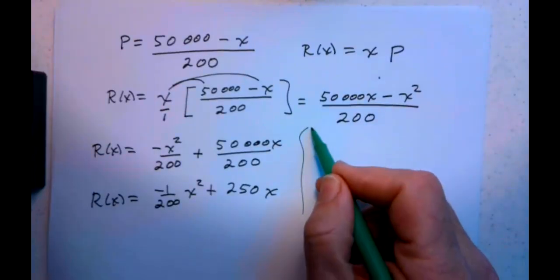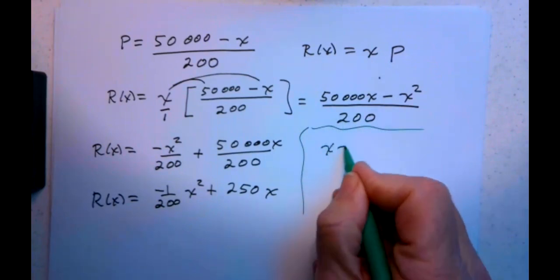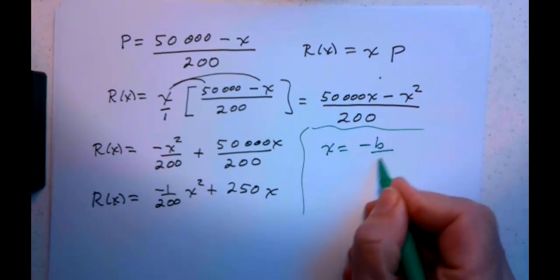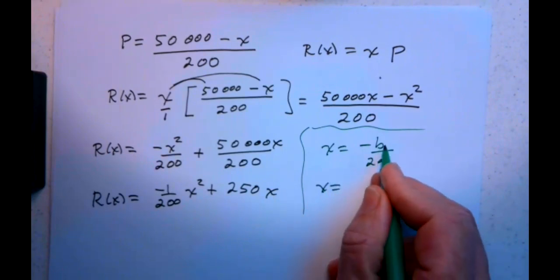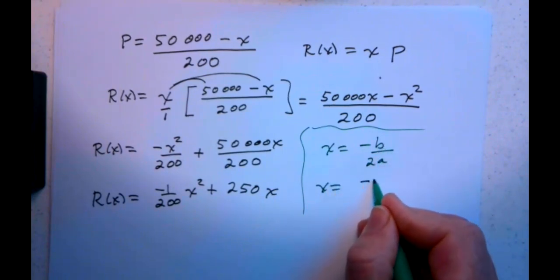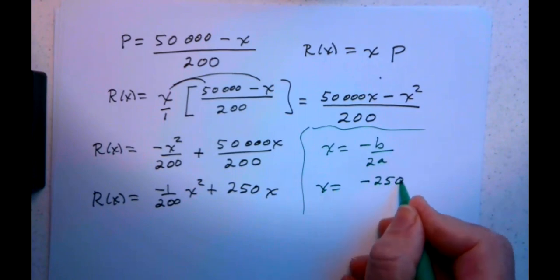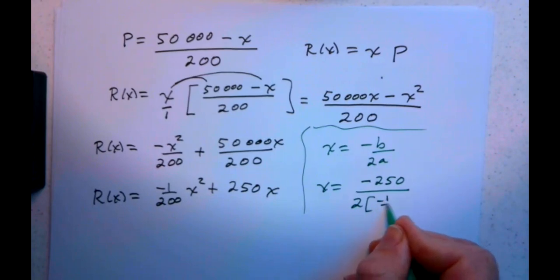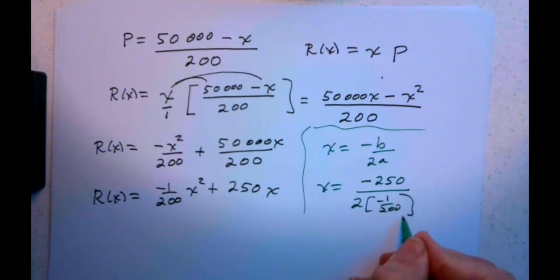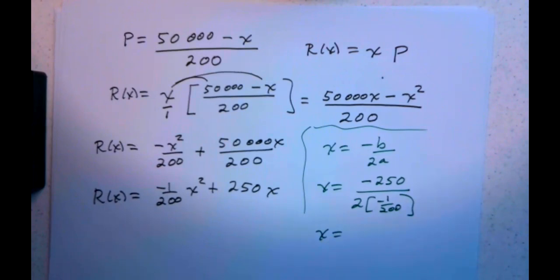So let's look at that, right? X is negative B over 2A. So X is negative 250 divided by 2A, divided by 2 times negative 1 over 200. So this may cause some trouble. It requires some calculator skills. So let me jump to the graphing calculator to show you how I would do it.